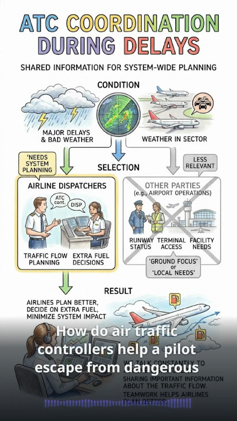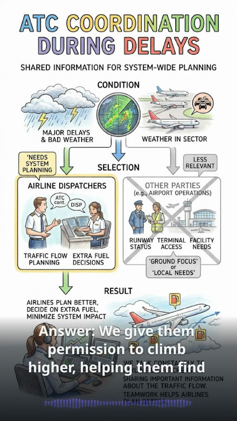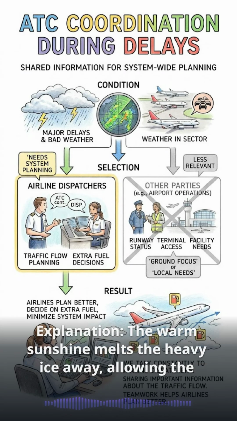104. How do air traffic controllers help a pilot escape from dangerous freezing ice in the clouds? We give them permission to climb higher, helping them find warm air above the freezing clouds. The warm sunshine melts the heavy ice away, allowing the airplane to fly normally once again.